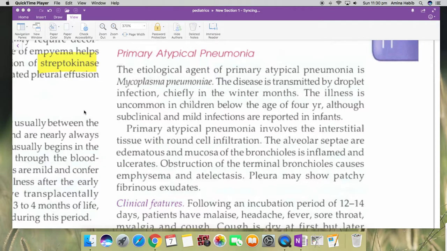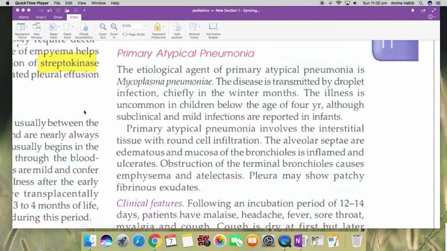Let's start with primary atypical pneumonia. Now, what are the features? It's caused by an atypical agent, that is Mycoplasma pneumoniae, a small free-living organism. There are three agents which come under this atypical variety: number one, Mycoplasma pneumoniae; number two, Chlamydia; number three, Legionella.